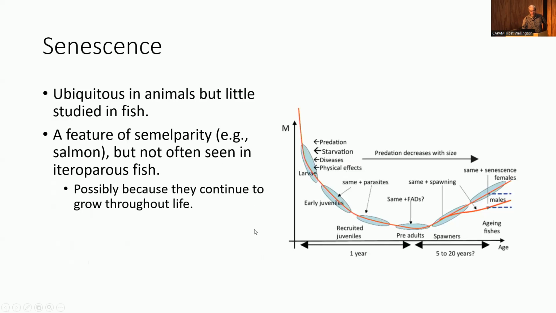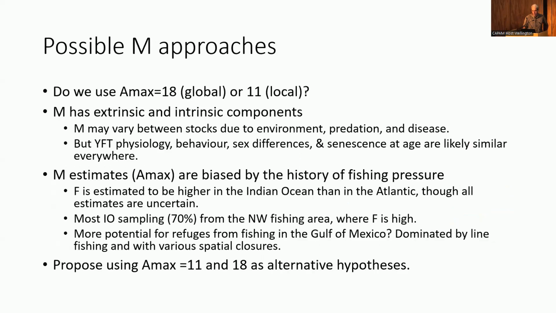So the inference that has generally been made from that is that because iteroparous fish continue to grow throughout life, there's no evolutionary pressure to evolve senescence, or at least there is evolutionary pressure to continue to survive long term because they're continuing to breed, they're getting larger, they're putting out more and more eggs as they get older, so why not keep living? So again, there's just not that much evidence for senescence at reasonable ages for tunas.